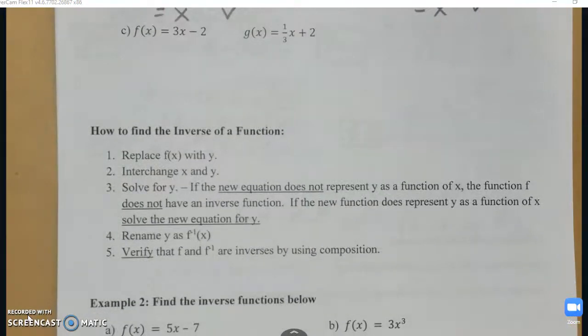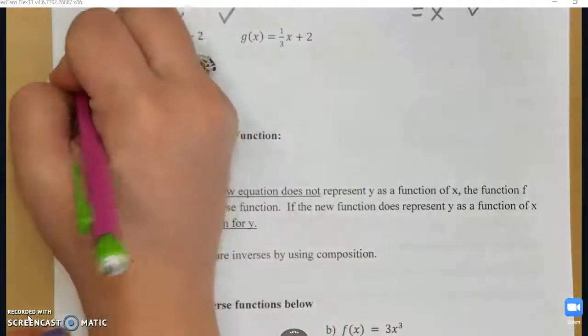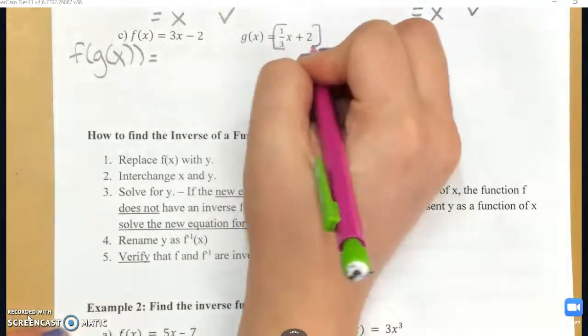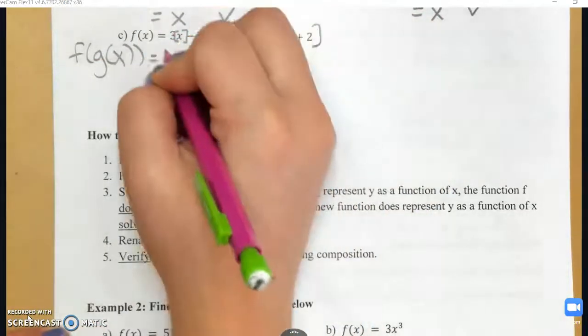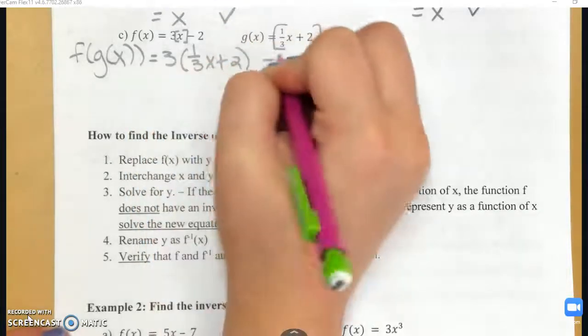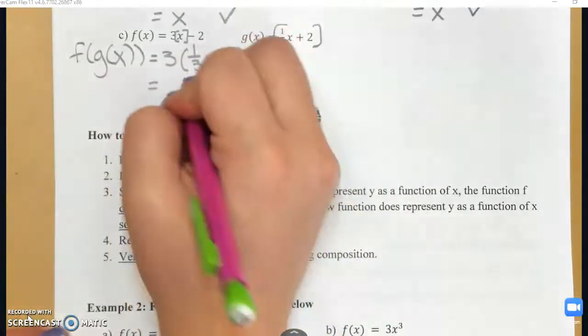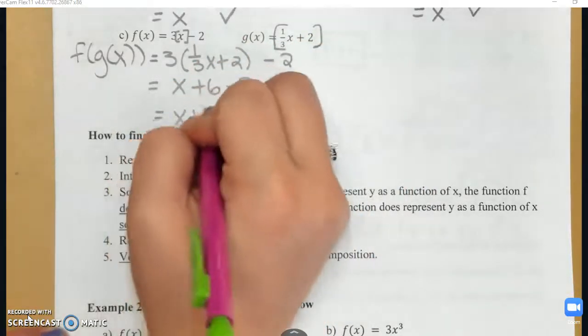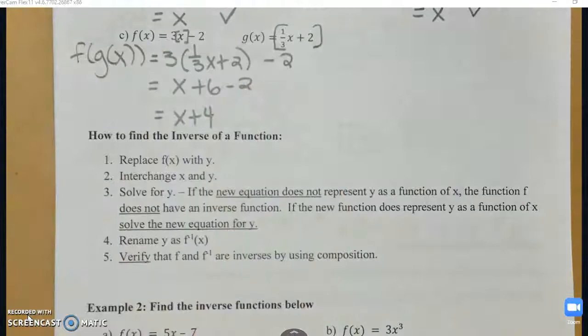Last one for this example, C. Let's find f of g. So I'm going to plug this entire thing into x. So 3 times 1/3 x plus 2 minus 2. When I distribute that 3, I'm going to get x plus 6. Bring down that minus 2, and I end up with x plus 4. This does not equal x, so I already know that these are not inverses. Okay. So that is how we confirm if two functions are inverses of each other or not.